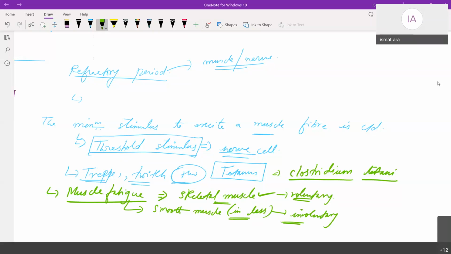Now, what about cardiac muscle? Can cardiac muscle get fatigue? No, ma'am. What will happen if cardiac muscle gets fatigue? Heart stops.